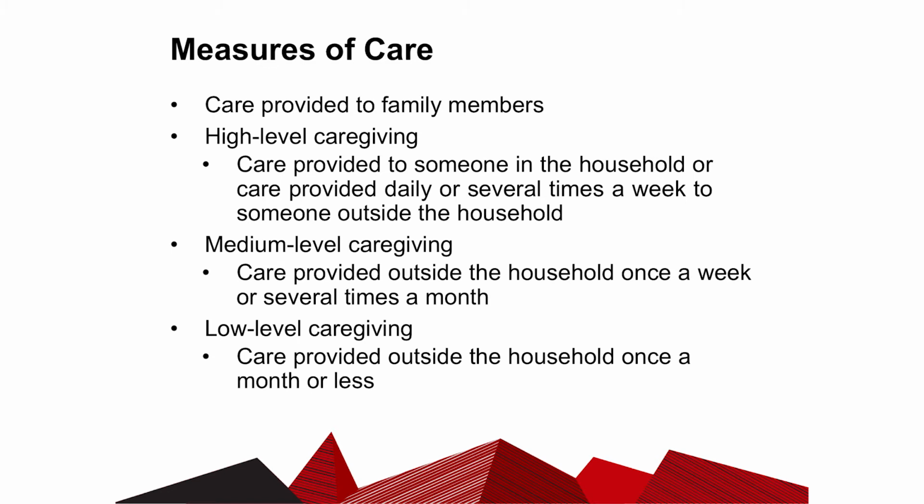Our measures of care, again, we look at just unpaid care to family members. And we break this into 3 different levels of care. High-level caregiving is that provided to someone in the household or provided daily or several times a week to someone outside of the household. So the care outside of the household might be things like grandchild care or giving care to elder members of your family, helping them shopping, etc. Medium-level caregiving is care provided outside the household once a week or several times a month. And low-level is care provided outside once a month or less.